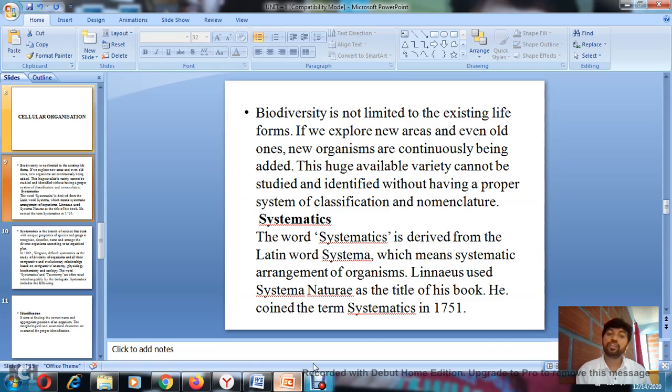Linnaeus used Systema Naturae as the title of his book. In his book Systema Naturae, he kept all the schematic arrangement of organisms. Like if an organism has a particular character, it should be included in a particular kingdom. Like that, in his book he set forth all the systematics, right? Then he coined the term systematics in 1975. Okay, let us go to the next slide.